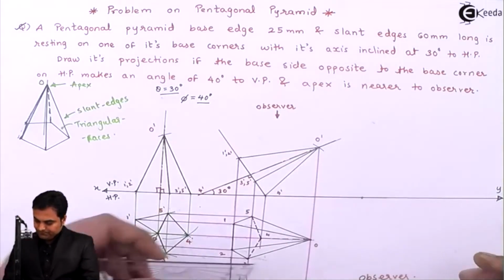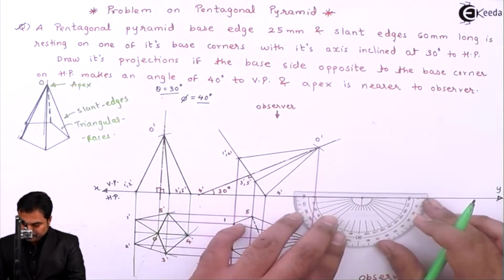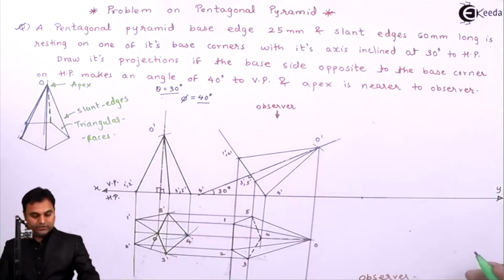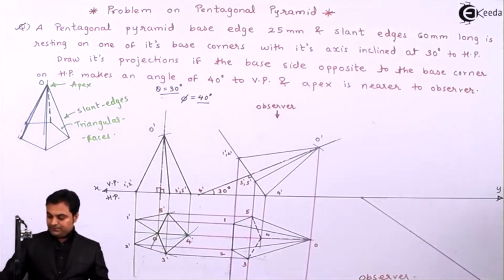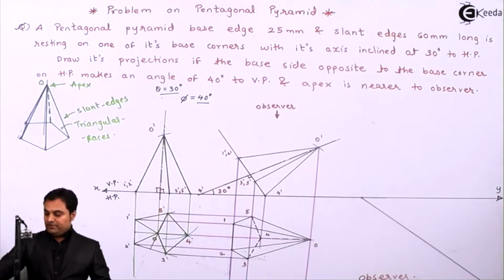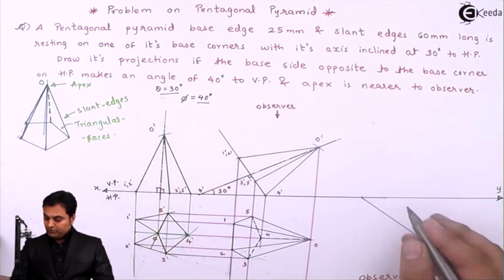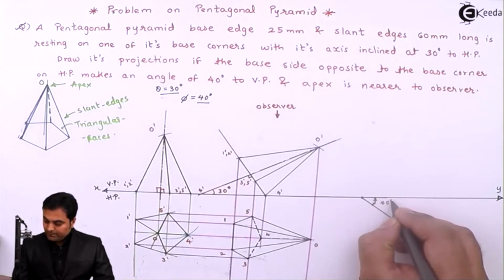Selecting a point and measuring the angle as 40 degrees. Next, drawing a light line through it. So this indicates the inclination of the base edge, which base edge was opposite to the corner 4, that is 1 to 2. The inclination is 40 degrees.